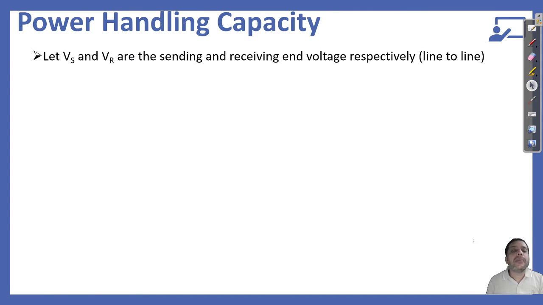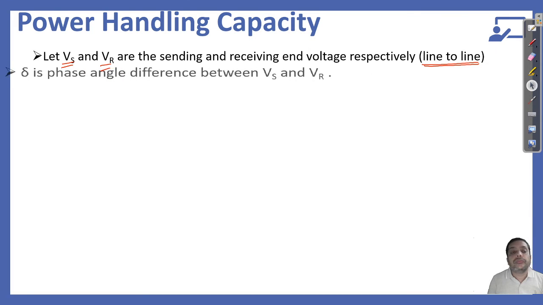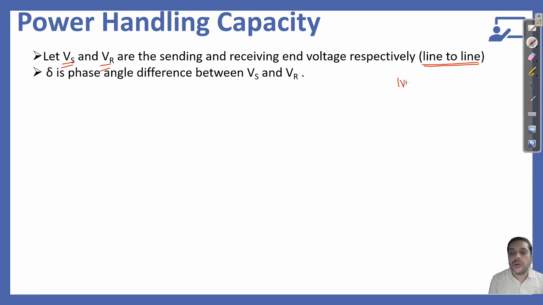So let's see what is happening in the power handling capacity. Let Vs and Vr be the line to line voltage. Keep in mind, I'm taking the line to line voltage. This is very important. Vs means the sending end voltage and Vr means the receiving end voltage. Delta is the phase angle difference between them. Suppose Vr is taken at 0 degree, then obviously Vs is at delta degree.